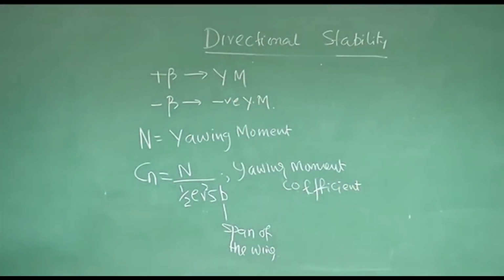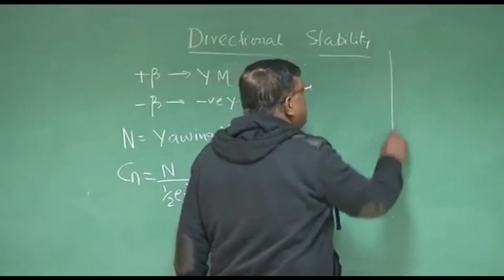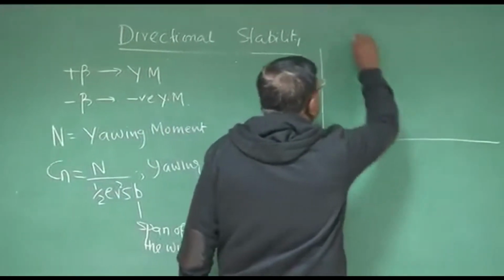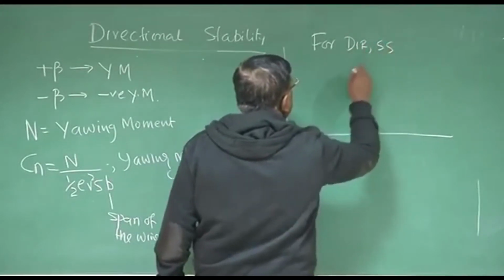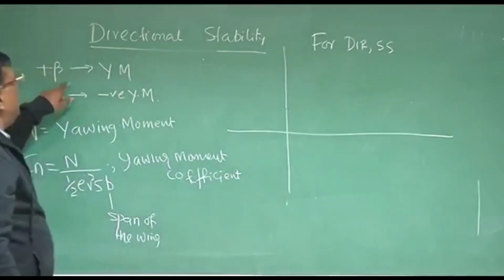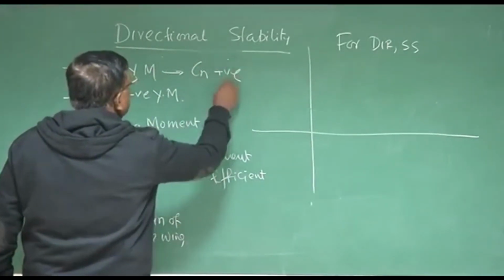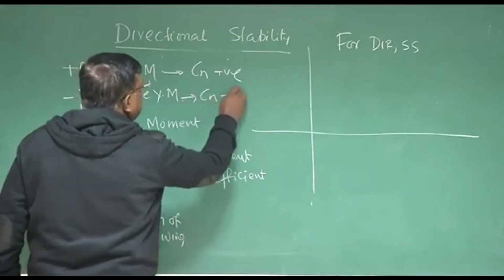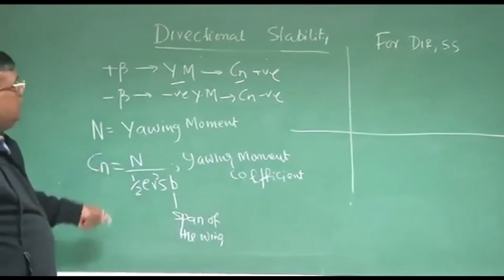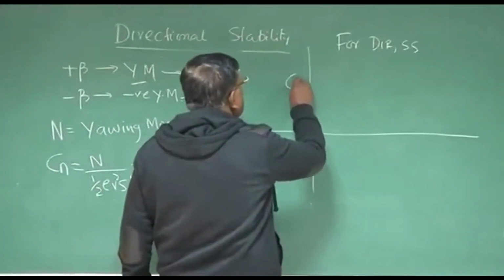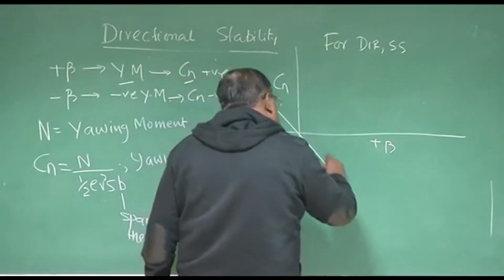Like for longitudinal, we had pitching moment coefficient Cm. For directional case, we have yawing moment coefficient Cn, and as we have understood, for directional static stability, we have seen for positive beta, yawing moment should be positive, so I can write Cn should be positive. Similarly, here Cn should be negative. Okay, anyway, Cn and yawing moment are related like this. So if I write Cn here and beta here, and equilibrium is at beta equal to 0.